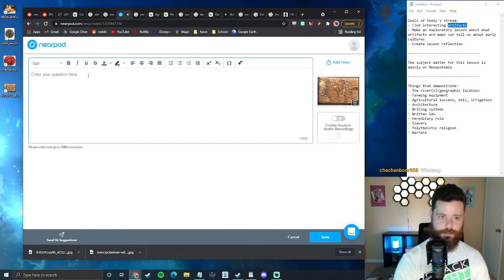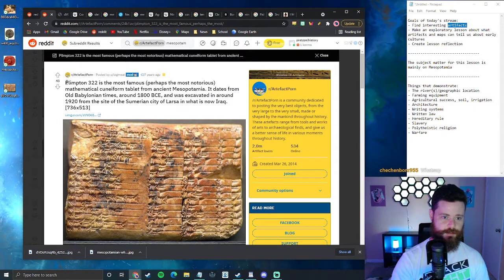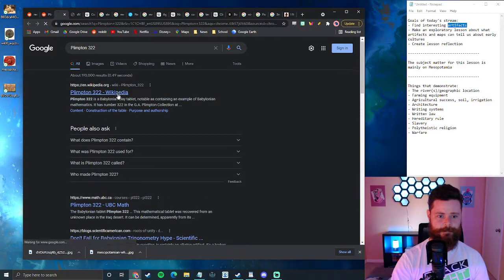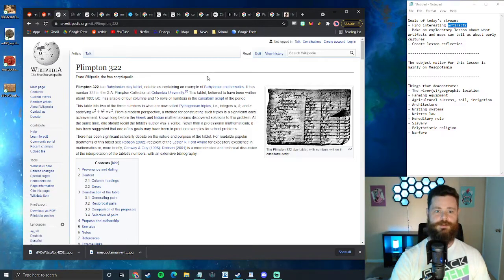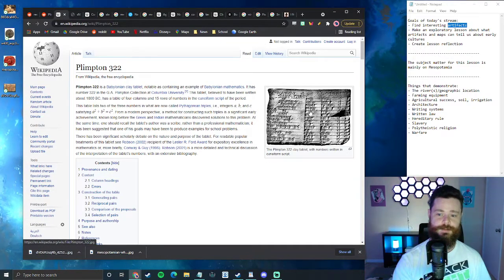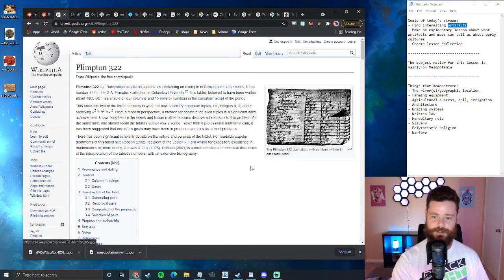Okay, so how am I going to put this here? Plimpton 322. What is that? Babylonian clay tablet. Notable as containing an example of Babylonian mathematics. It has number 322 in the G.A. Plimpton collection at Columbia University. So I guess the 322 part is just a categorization of it, or an archive number, maybe? Anyway, it looks like the number 322 doesn't have to do with the actual subject matter of the tablet.